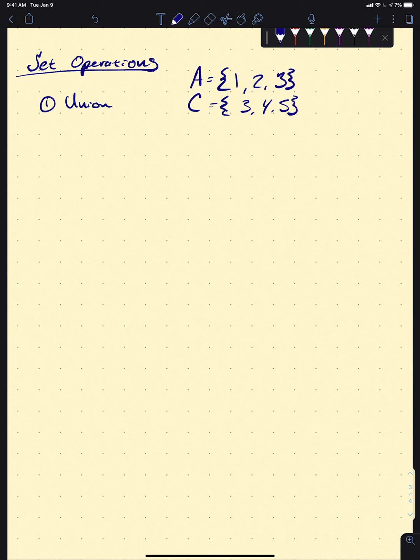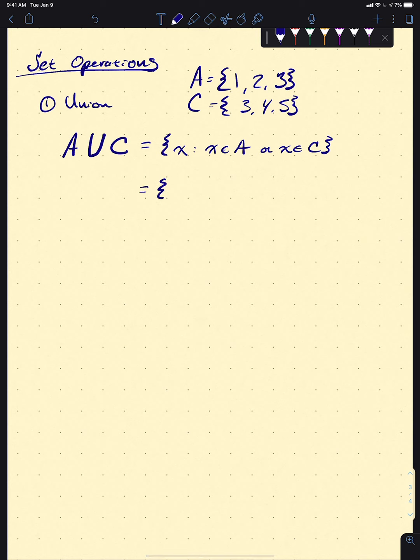And the union combines sets to create new sets. That's what an operator does. So let's talk about A, and then we use this big U for union, C. And that is a set that we say looks like this: it's the set of all x, where x is in A or x is in C. So essentially this just brings the two of them together. A union C is everything that's in A or in C.